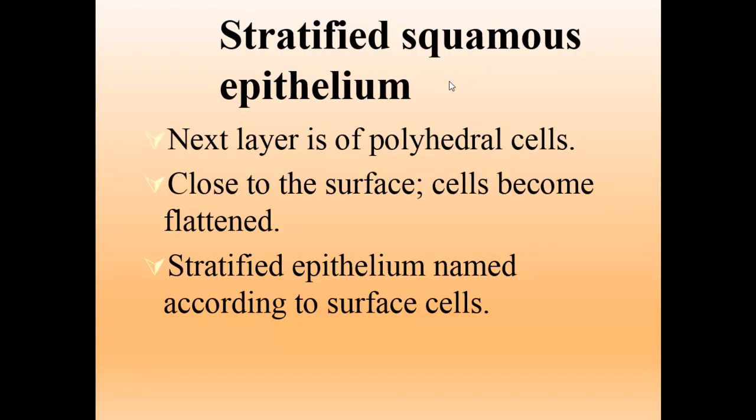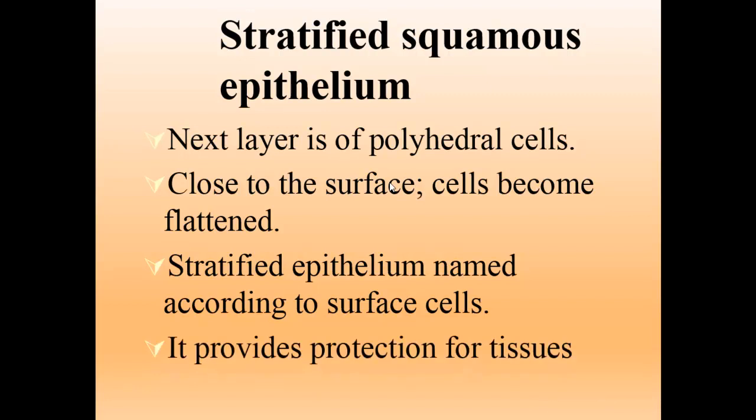What is the function of these surface cells? They are the cells in contact with the outside, the atmospheric environment of the body. So they are protective cells. What is the function of the basal cells? They are regenerating cells. What about these polyhedral cells? They are transitional, moving from the deep layer to reach the surface. If the surface cells are lost, they will be replaced by these polyhedral cells. So whenever we go towards the surface, the cells become more squamous.